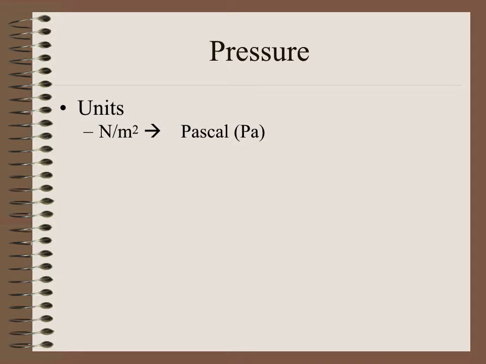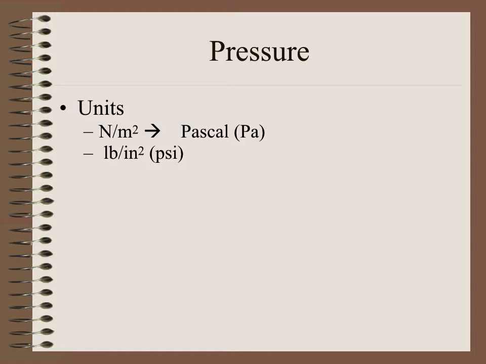It's named after a scientist named Blaise Pascal who did a lot of work with pressure. One of the things to note about this particular unit is the abbreviation, and that is that a Pascal is abbreviated with two letters, Pa. In the British system, we measure force in pounds and area in square inches. So we get a pound per square inch, which is sometimes abbreviated as PSI.